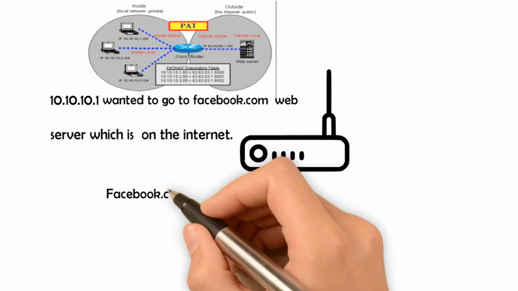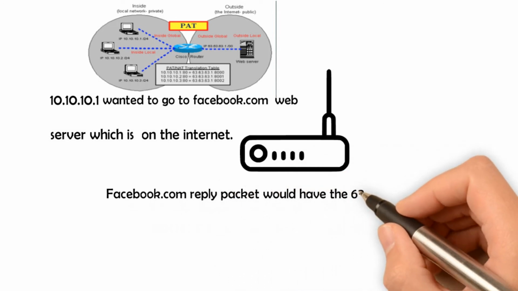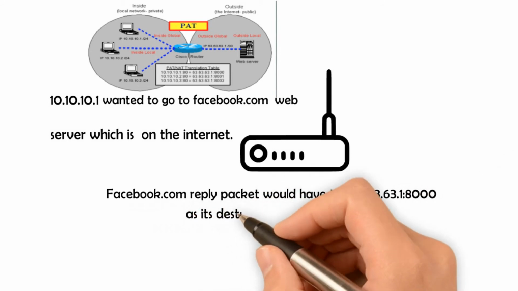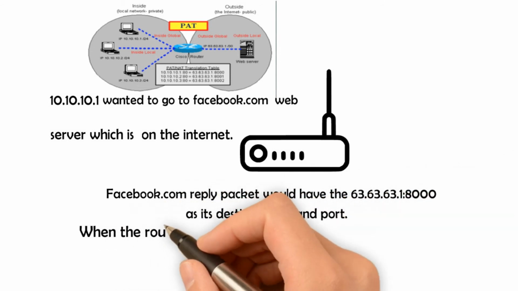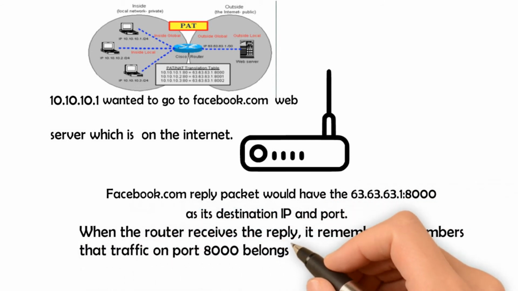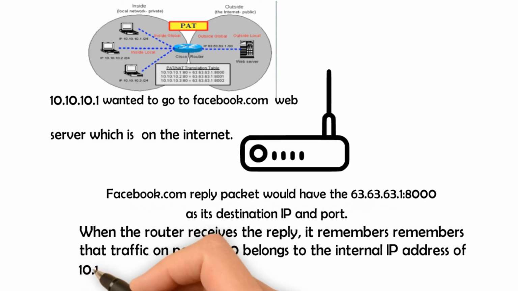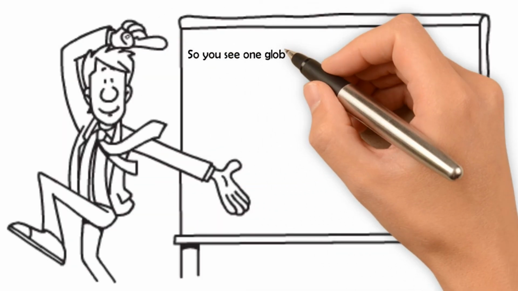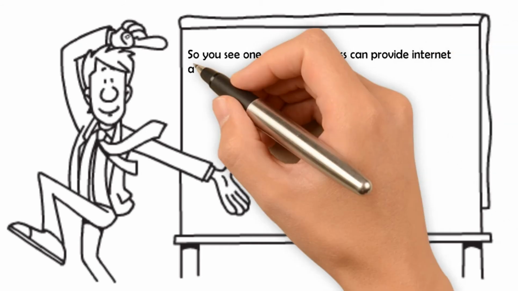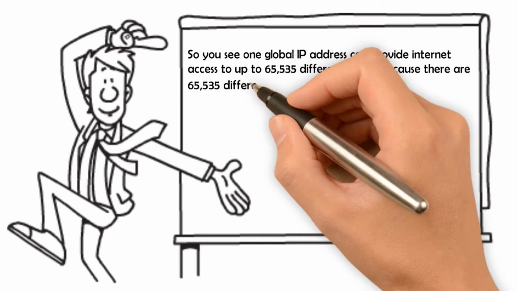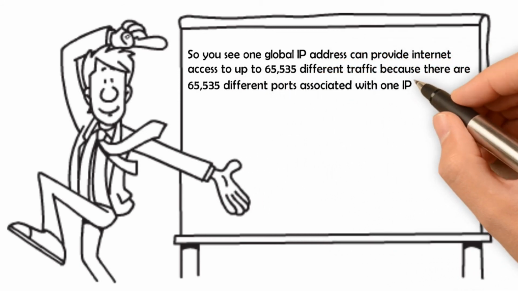When facebook.com replies, the packet will have 63.63.63.1:8000 as its destination IP and port. When the router receives that reply, it remembers that traffic on port 8000 belongs to the internal IP address of 10.10.10.1 and sends the traffic to the appropriate recipient. So you see, one global IP address can provide internet access for up to 65,535 different traffic flows because there are 65,535 different ports associated to one IP address.